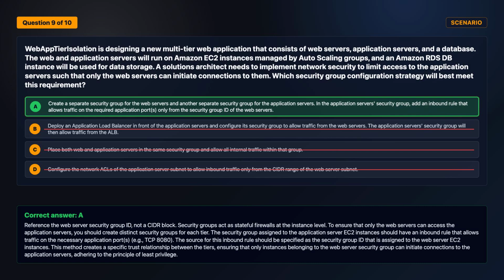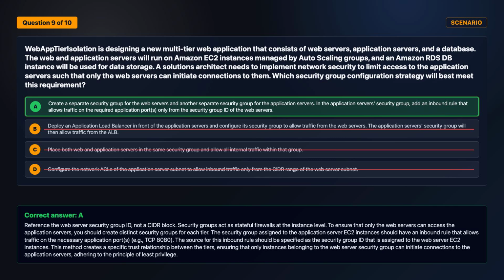To ensure that only the web servers can access the application servers, you should create distinct security groups for each tier. The security group assigned to the application server EC2 instances should have an inbound rule that allows traffic on the necessary application ports, e.g. TCP 8080. The source for this inbound rule should be specified as the security group ID that is assigned to the web server EC2 instances.